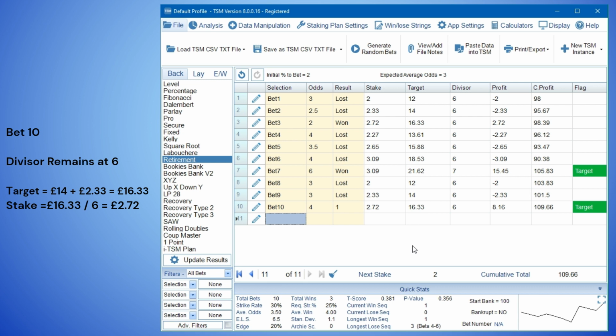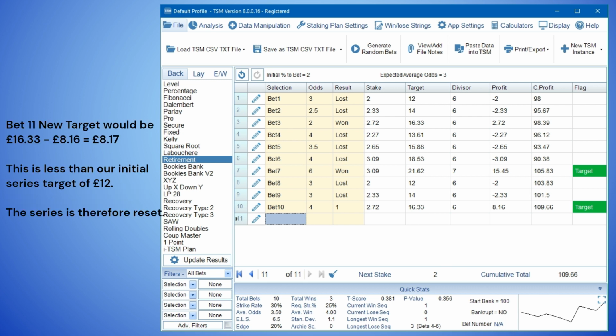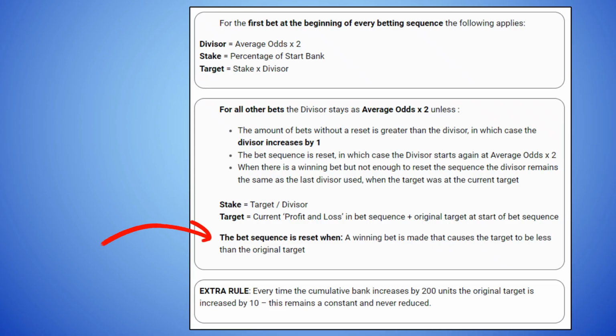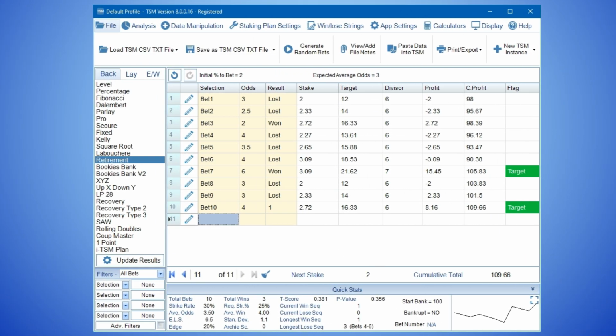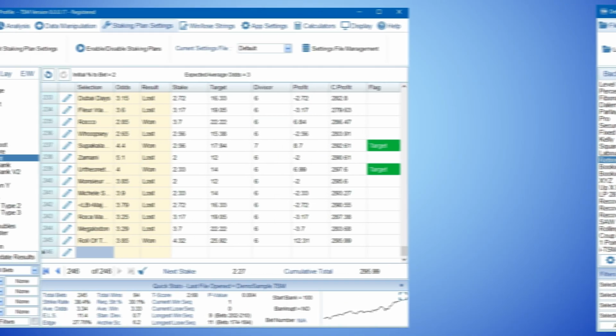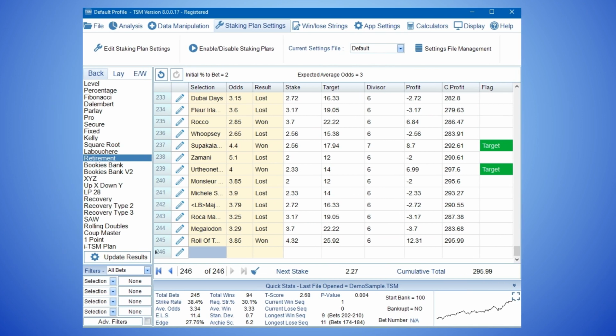A new target would therefore be 16.33 minus 8.16, which is equal to 8.17. Remember the rule: the bet sequence is reset when a winning bet is made that causes the target to be less than the original target. Therefore we have hit target again for our series, and the series is reset again. That is the retirement staking plan in its most simple form.